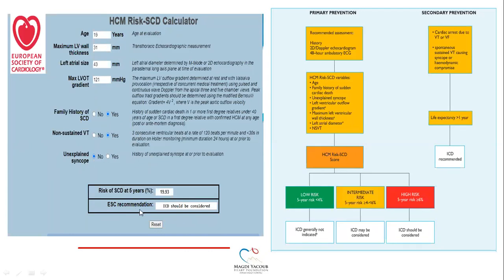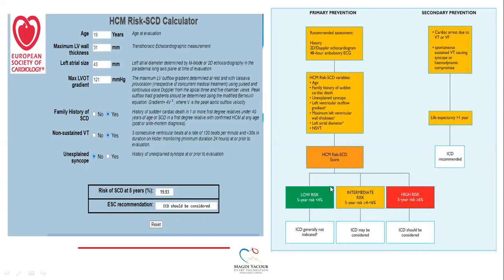So the risk of mortality at 5 years is 19%. So the guidelines recommend, and this algorithm further illustrates the risk score, that this patient is high risk, and the 5-year risk is more than 6%. So the ICD should be considered.